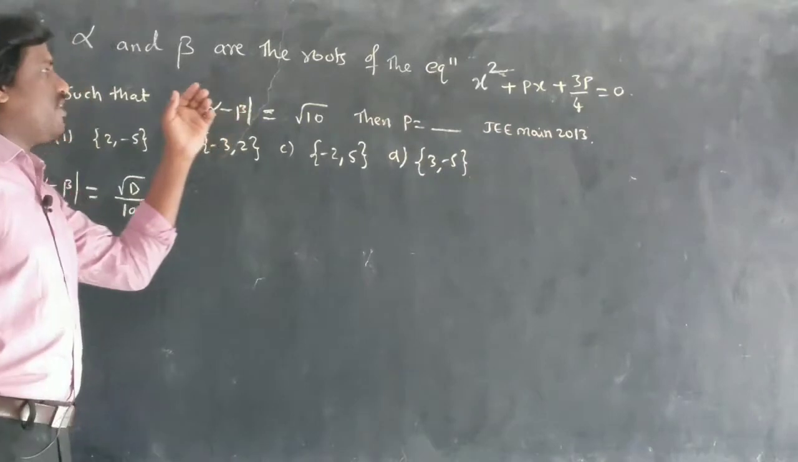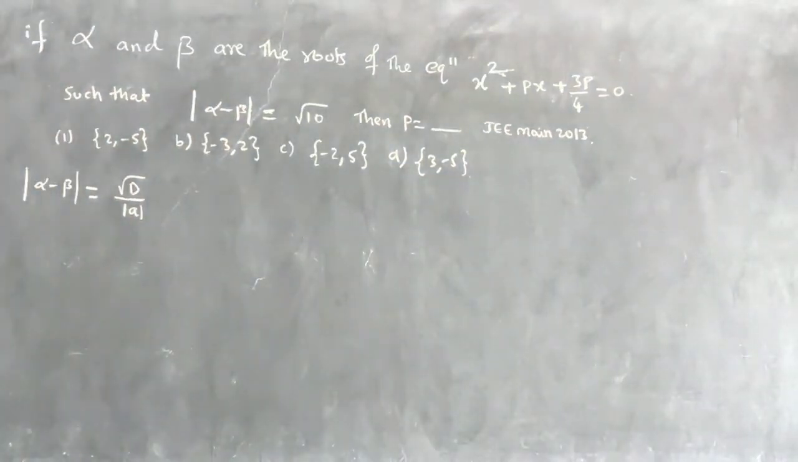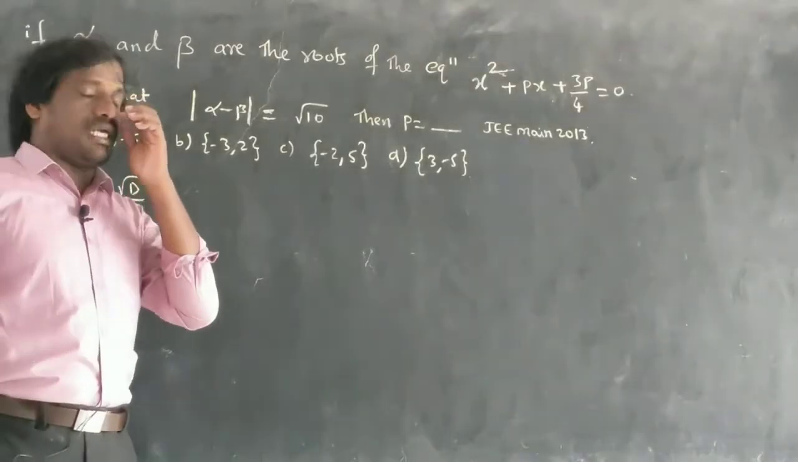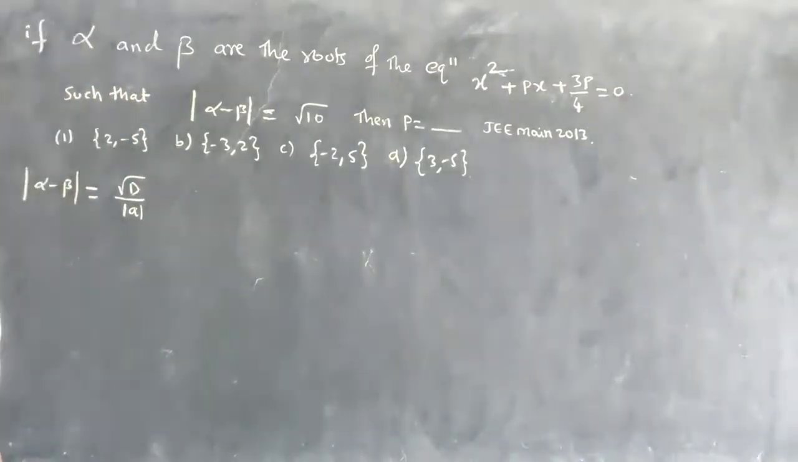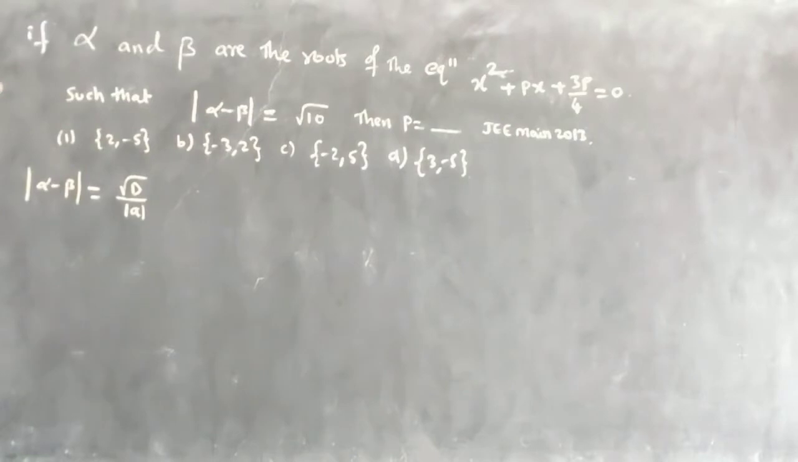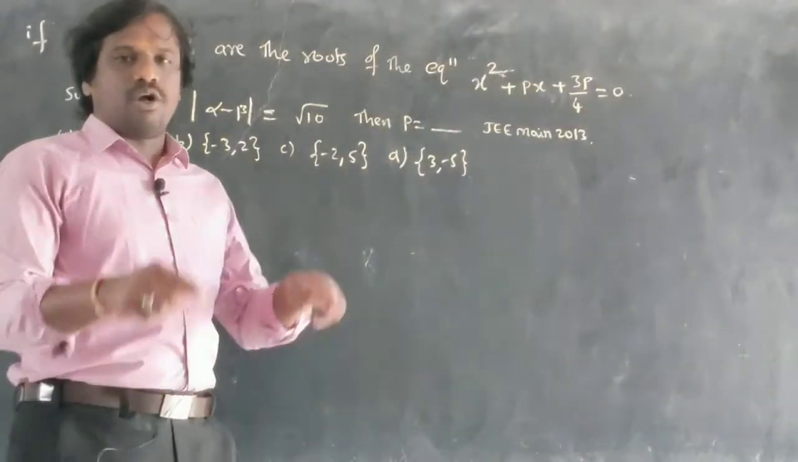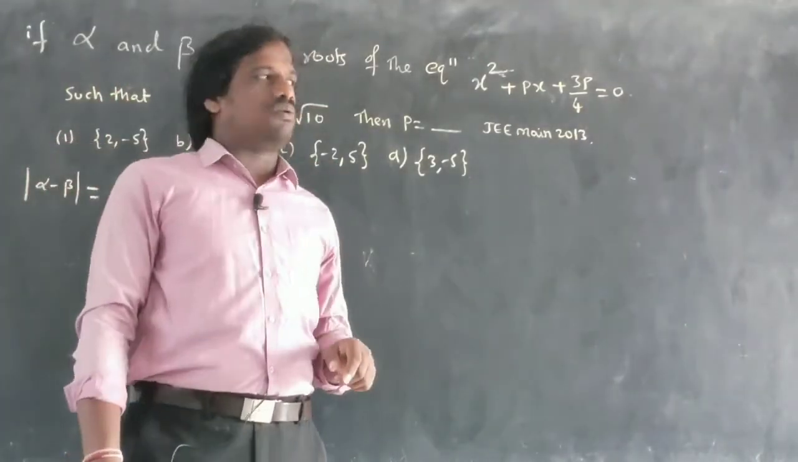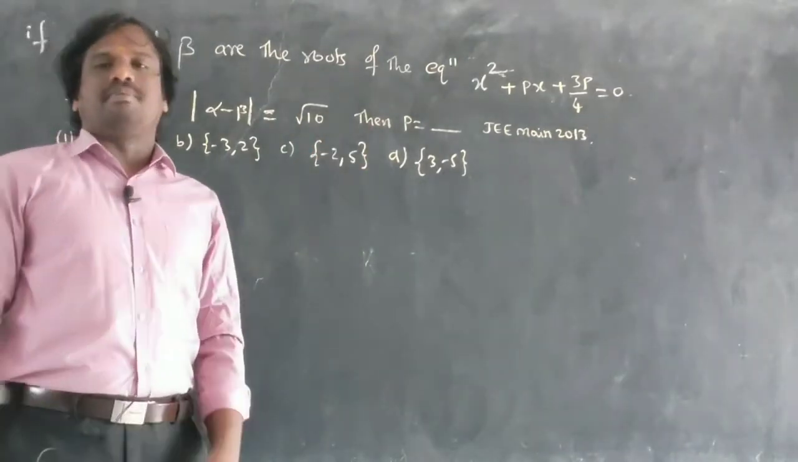Look here. The question is: if alpha and beta are the roots of the quadratic equation x square plus px plus 3p by 4 equals 0, such that modulus of alpha minus beta is equal to root 10, then the value of p is dash.